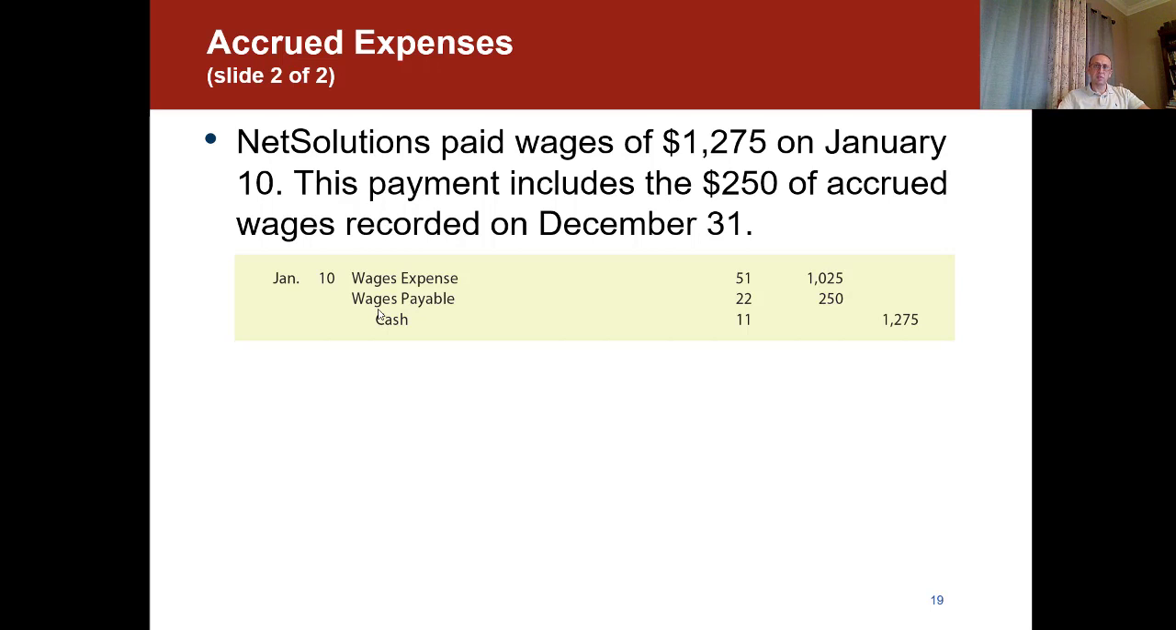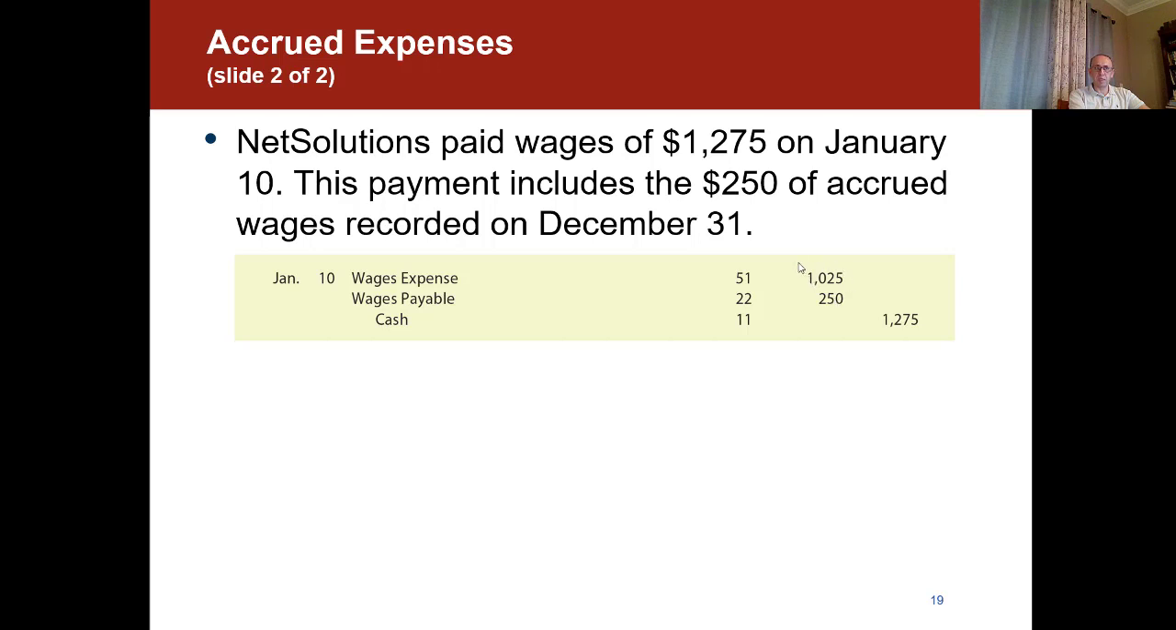And remember, liabilities have a credit nature. So whenever we want to cancel them, we debit them. Why are we canceling them? Because we're paying off the entire balance. We're paying our employees the balance that we owe them. So we debit wages payable for $250.